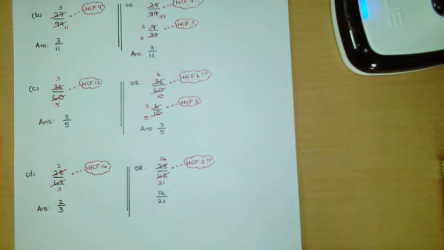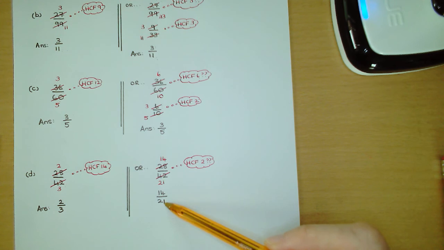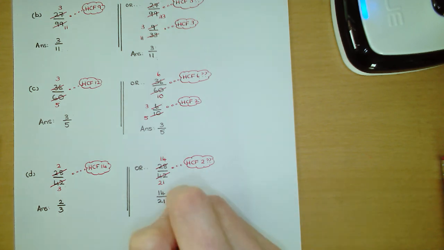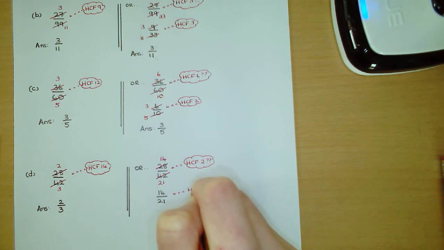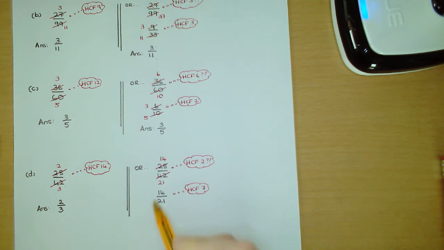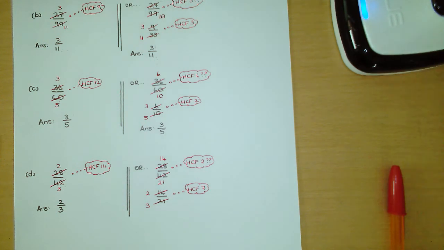Now, this fraction isn't fully cancelled because the largest number that goes into 14 and 21 is not 1. The largest number that goes into both here is actually 7. So divide the top number by 7, we'll get 2. And divide the bottom number by 7, we'll get 3. And again, just as before, we'll be left with 2/3. And again, 2/3 is fully cancelled. The largest number that goes into numerator and denominator is 1.